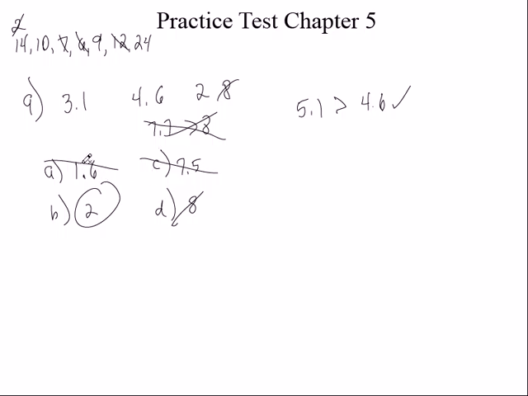Because the problem says whole numbers, 1.6 is not a whole number. 7.5 is not a whole number. Everybody understand that? Okay, so it's either between 2 or 8, so you try one, right? This one didn't work, so this one must be the one that works. Easy enough. You won't see one like that on the test, though.